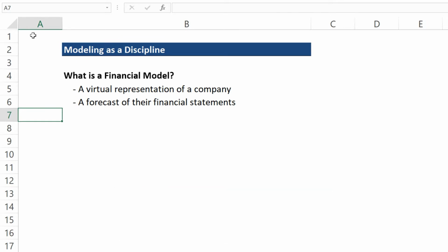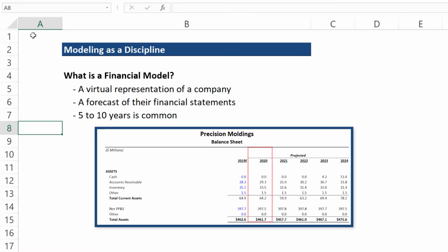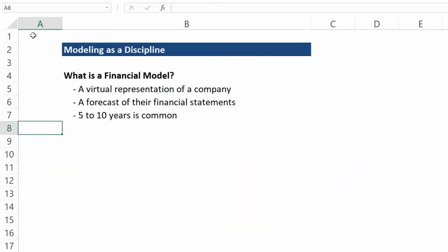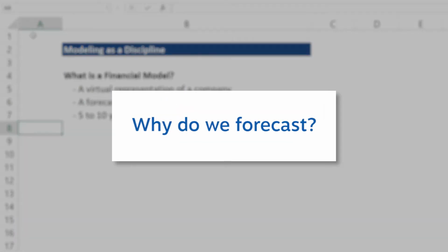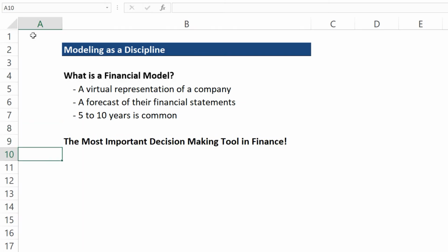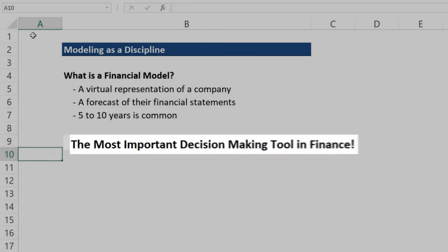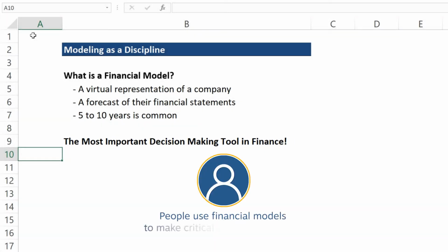Now, how long in the future do we typically forecast? That depends. Most people tend to forecast 5 to 10 years. That's pretty common. Some models forecast less, some forecast more. But the bigger question really is why? Why do we forecast? Well, that's simply because financial models have become the most important decision-making tool in finance. People use their models to make all sorts of critical business decisions.